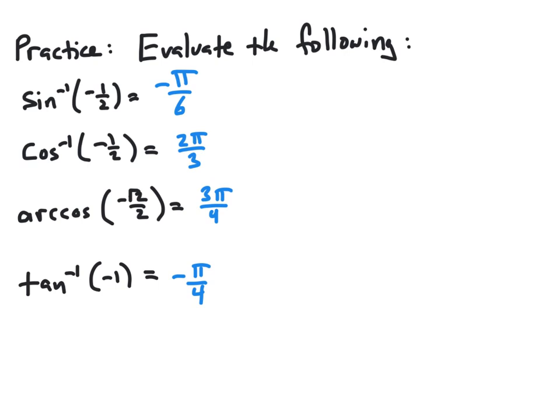The arc cosine of negative square root 2 over 2 is also a quadrant 2 angle, because in quadrant 2 the cosine function is negative. And the inverse tangent of negative 1 is negative pi over 4, because we're looking for an angle between negative pi over 2 and positive pi over 2 with a tangent of negative 1, and negative pi over 4 fits the bill.